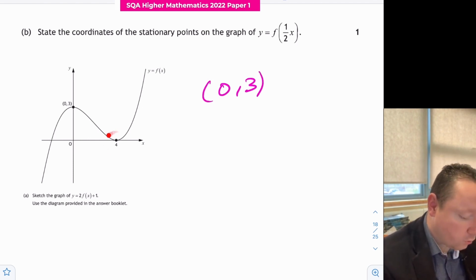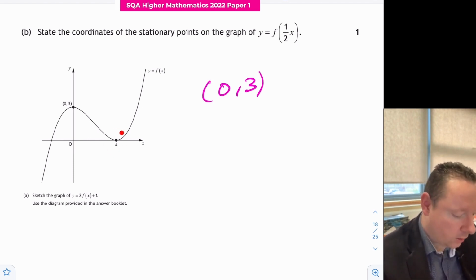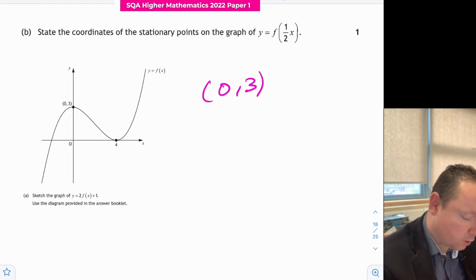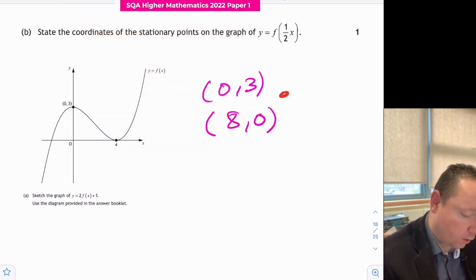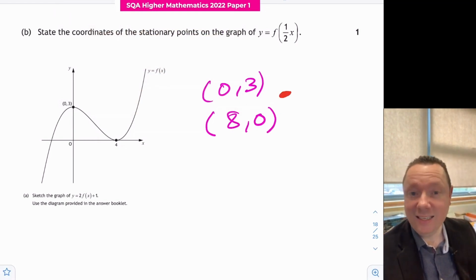This one was (4, 0), but I want it to be 4, so if I double 4, I get 8, because a half of 8 is 4. So it must be (8, 0) as well. And you just get a mark for actually working that out with no real working required there, just for stating it.